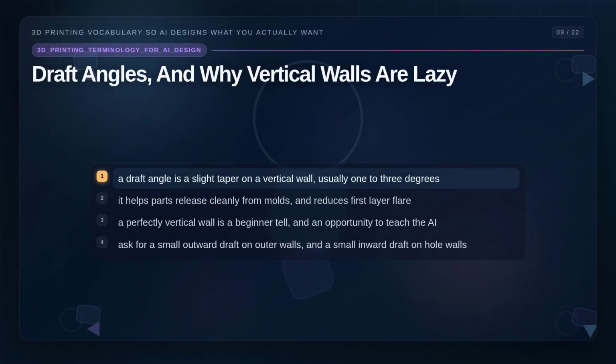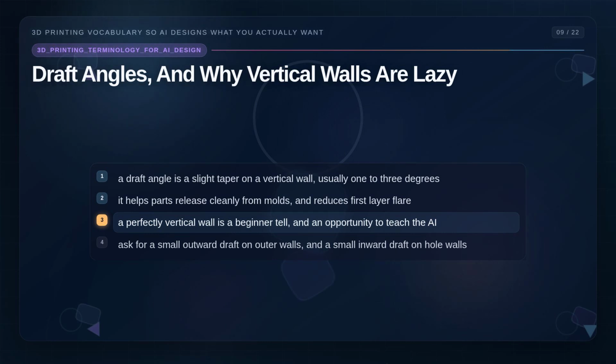A small but useful concept that newcomers almost never name is the draft angle. A draft angle is a slight taper on what would otherwise be a perfectly vertical wall, typically 1 to 3 degrees off vertical. The reason draft angles exist is that injection molding parts need to release cleanly from the mold, and even on a printer, they make outer walls look cleaner and reduce the elephant foot flare you get on the first layer. A perfectly vertical wall is a beginner tell.